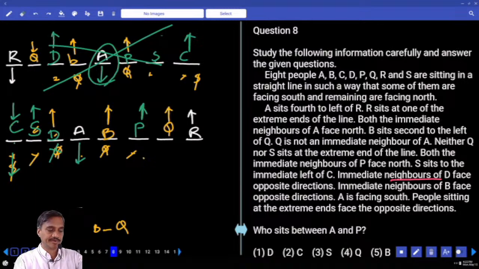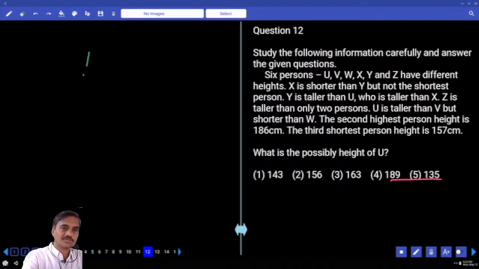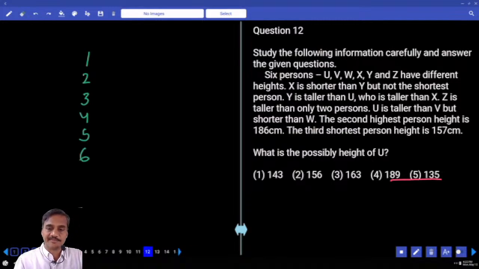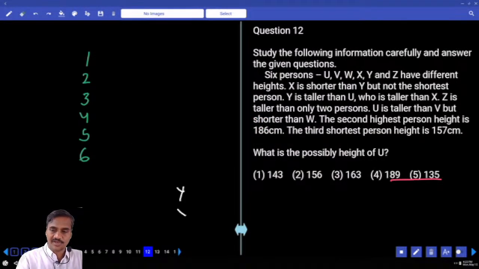Questions 12 to 14 are based on comparisons. There are 6 persons, and these 6 persons are being compared in their height. X is shorter than Y, but not the shortest; X cannot be the shortest. Y is taller than U, and U is taller than X. Hence U must be in between these.